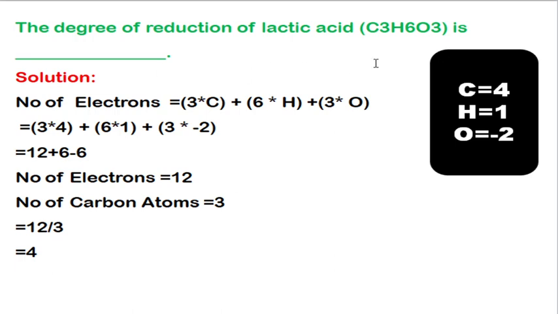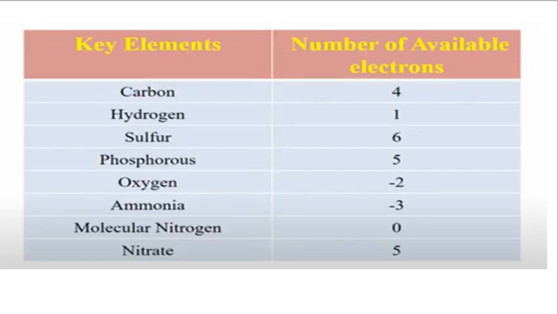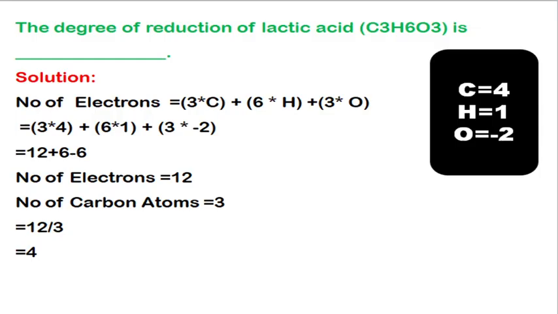Here the molecular formula has been given, so that is no problem. First you need to calculate how many electrons are present in lactic acid, for which you need to know the valency. The number of electrons in carbon is 4, H is 1 and oxygen is -2. Oxygen is -2 because instead of donating the electron, oxygen will be accepting the electron. Here you can also find the number of available electrons for sulfur, which is 6, and phosphorus, which is 5.